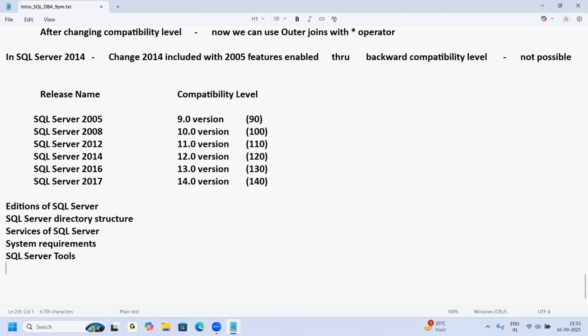First, I'll give you an idea of all the tools that are available. After that, slowly we'll go to the rest of the things. Okay.